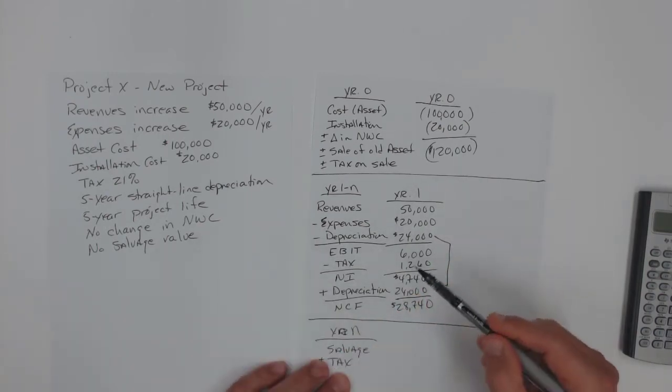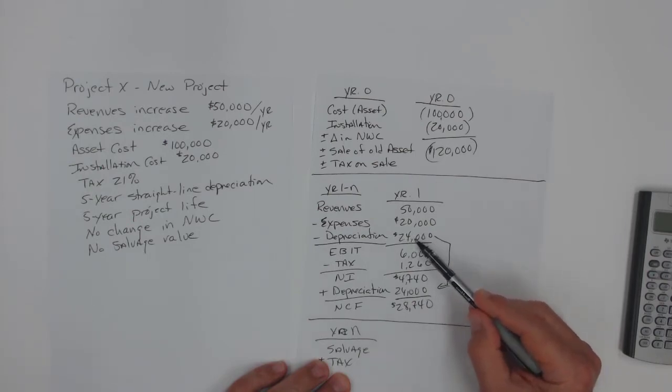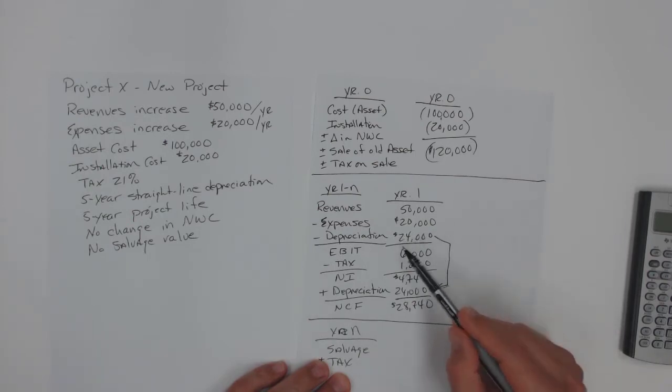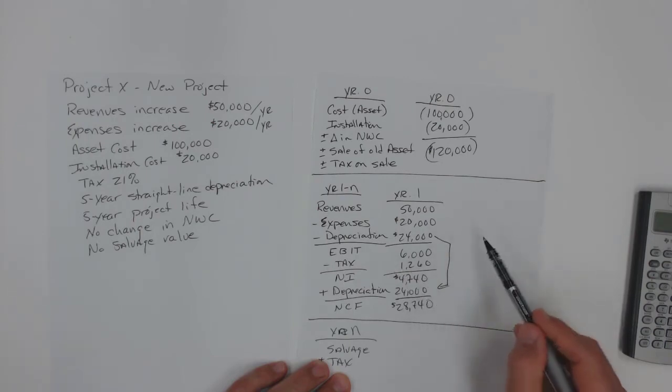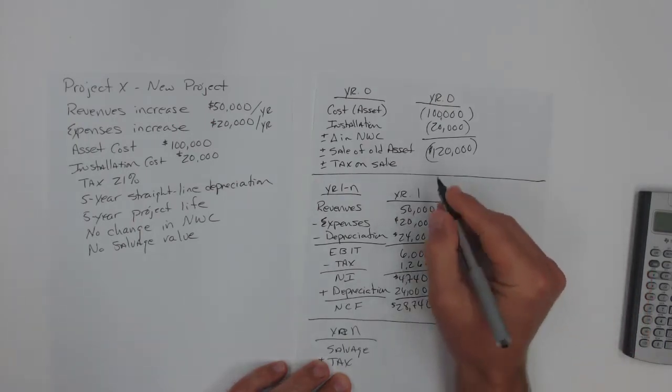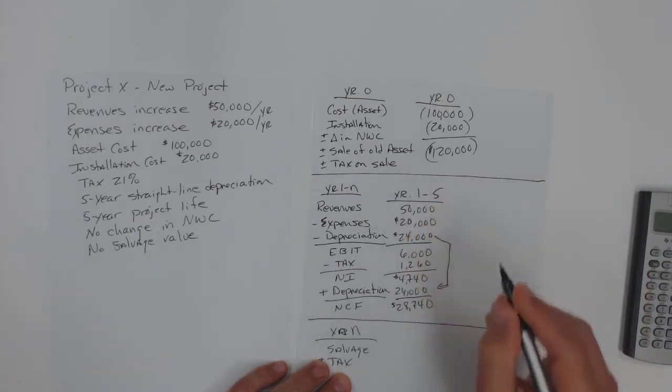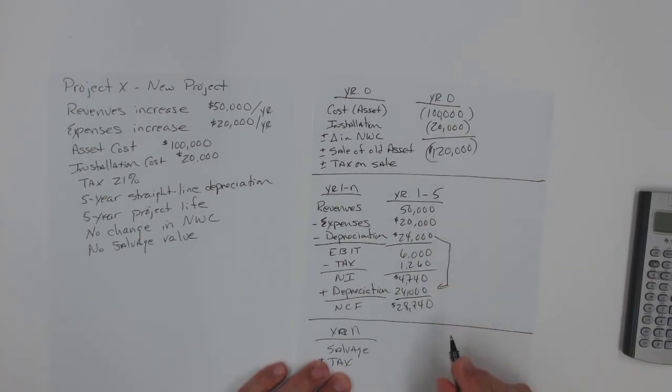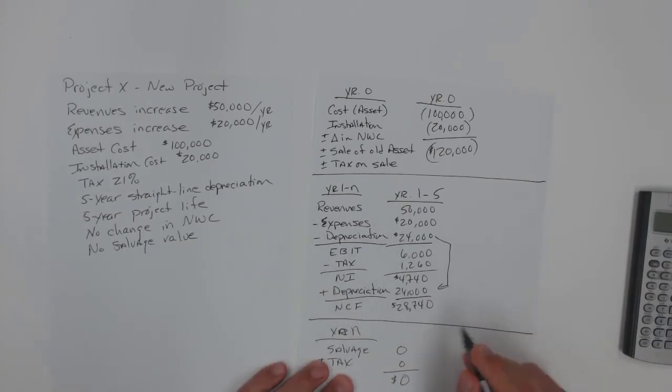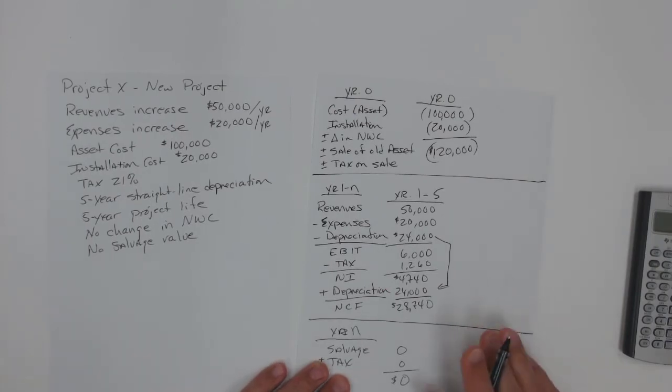Since this is straight line, how is this going to be different in year 2? It's not, because the straight line depreciation will make the depreciation in year 2 $24,000, in year 3 $24,000, year 4 the same. So this cash flow stream will look exactly the same, year 1 through 5. In year N, there is no salvage, therefore there is no tax. The salvage value or terminal value is 0.